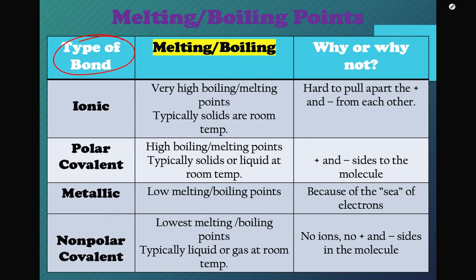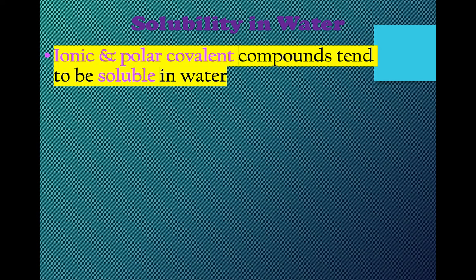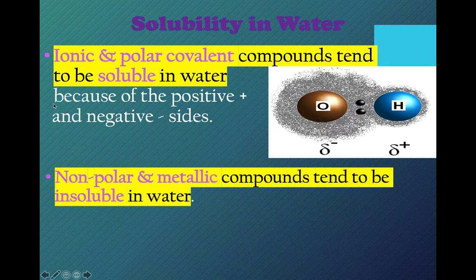And then if you're making a table, your next column can be the next property we're going to look at, which is solubility. So ionic and polar covalent compounds tend to be soluble in water, meaning when you put them in water, they will dissolve. And then likewise, nonpolar and metallic compounds tend to be insoluble in water.